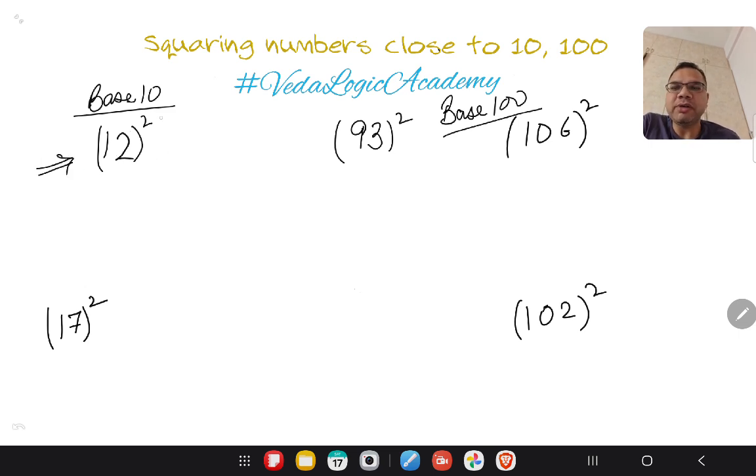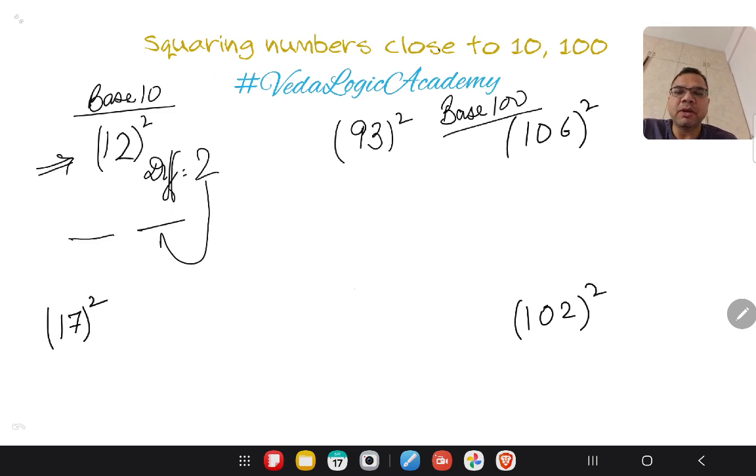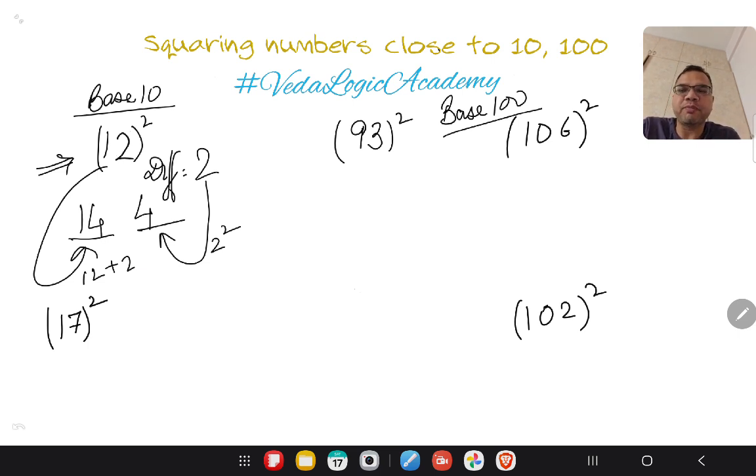For 12 square, we'll take the base as 10 because it's close to 10. The difference here is 2, right? So here we'll get the answer in two parts. You will use 2 square, which is 4, as the right hand part of the answer. For the left hand part, we are going to use 12 and add the difference to it. So 12 plus 2 is 14. So the answer is 144.